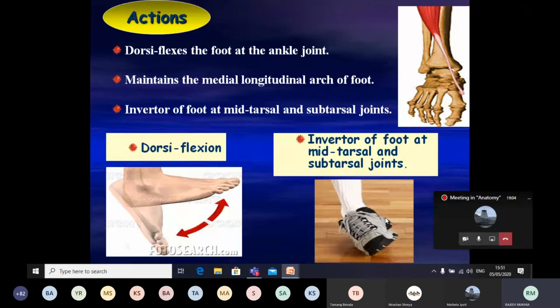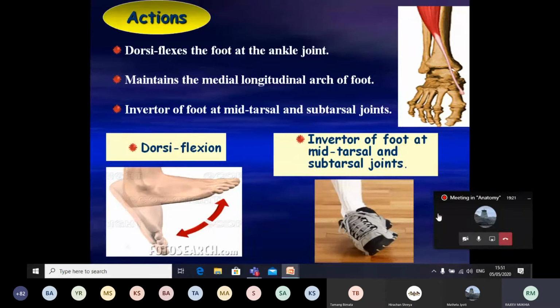There are two arches, the medial longitudinal arch and the lateral longitudinal arch. Later you will study these arches. This medial longitudinal arch is maintained by the tibialis anterior. Other muscles are also there, but mainly it is maintained by the tibialis anterior. Now it is also the invertor of the foot.